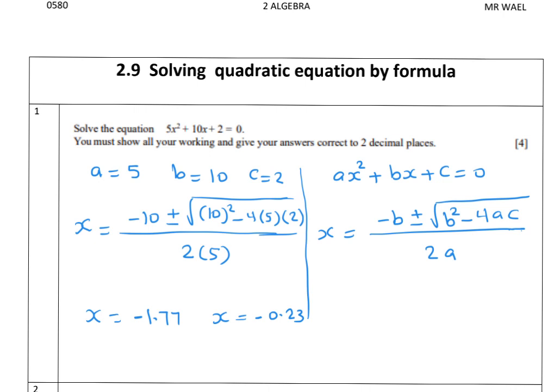Understood how to solve? You should write the working. It's better to write a, b and c, then write the formula, then substitute the values of a, b and c. Then you can use the calculator to find the answer. Okay?